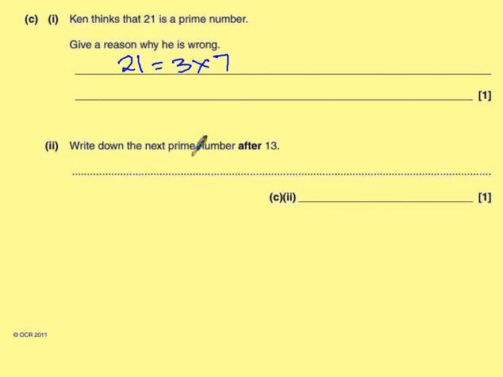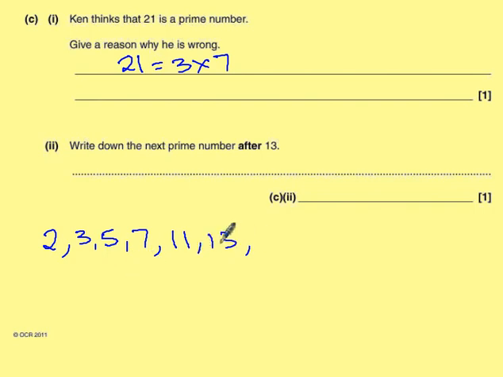Part 2. Write down the next prime number after 13. So our prime numbers can only be divided by themselves and 1. They don't appear in any other times table. 2 is the only even prime number. After that we have 3, 5, 7. 9 isn't, because 9 can be divisible by 3. 11, 13. There isn't any other even prime numbers because 2 is the only even prime number, because every other even number is in the 2 times table.